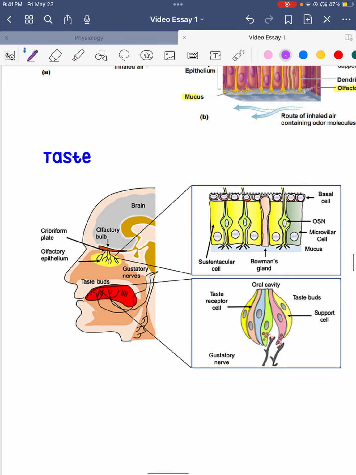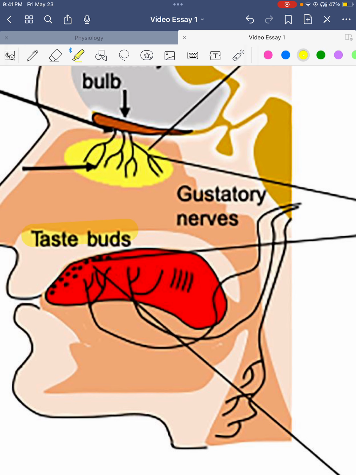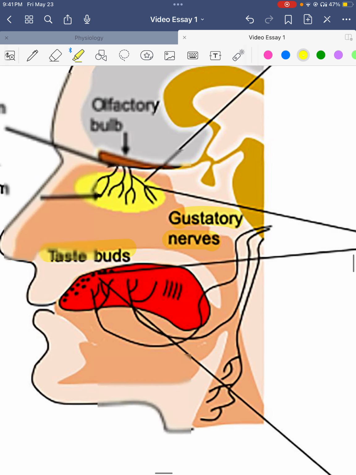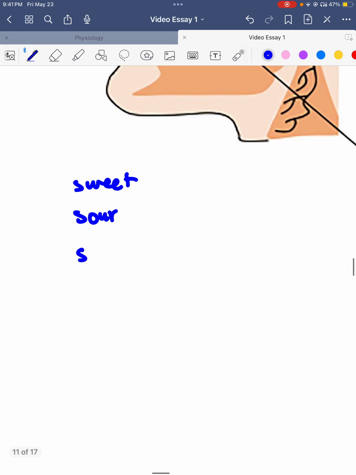In terms of taste, we have taste buds on our tongue and gustatory nerves. So these gustatory cells are sensitive to one of the 5 basic tastes. These are sweet, sour, salty, bitter, and umami.